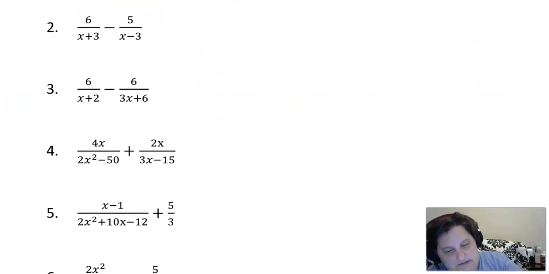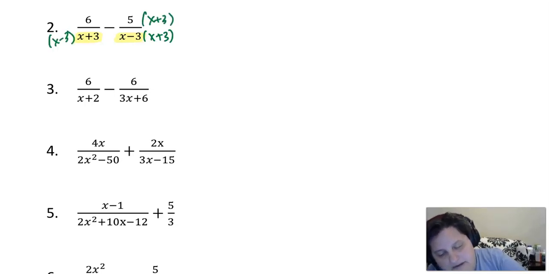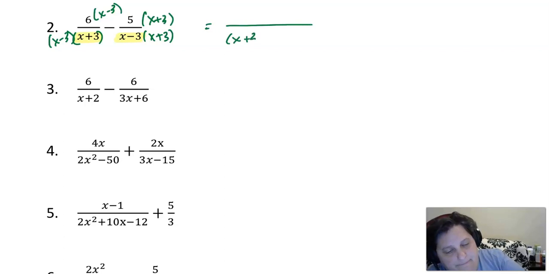Okay, so let's go ahead and look at this next one here. We've got x plus 3, x minus 3, so I'm going to multiply this one by x plus 3. I'm going to multiply this one by x minus 3. Okay. When I distribute this, I get 6x minus 18.